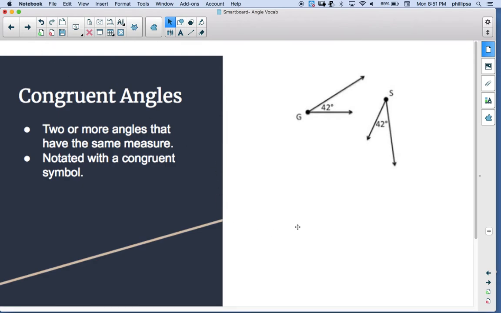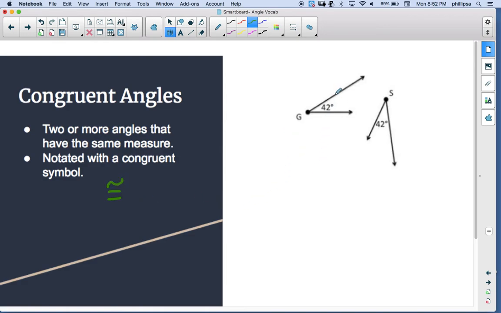Okay, now let's talk about congruent angles. So we have seen congruence now at this point. We did see congruence with points, lines, planes, and the idea is pretty much the same. Congruent segments were two segments of the same measure. Now you have two angles of the same measure. You're going to use the same exact symbol, which is the equal sign with the squiggly above it.